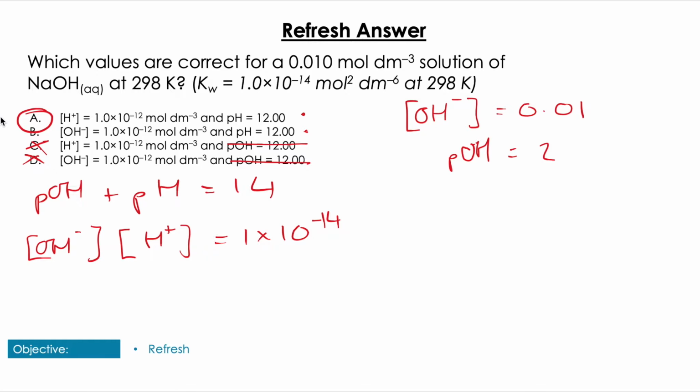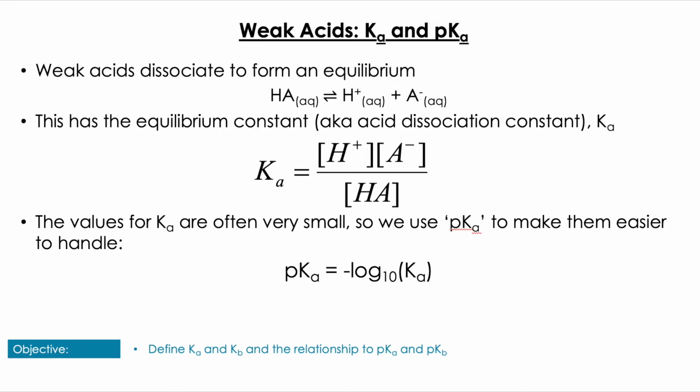Okay, so now we can introduce Ka and pKa. So we already know that weak acids and bases are different from strong acids and bases because they form this equilibrium, which lies mainly over to the left-hand side. So instead of just having our 2 product components, we also still have some HA present. But we can still write an expression just like with Kw for our equilibrium constant.